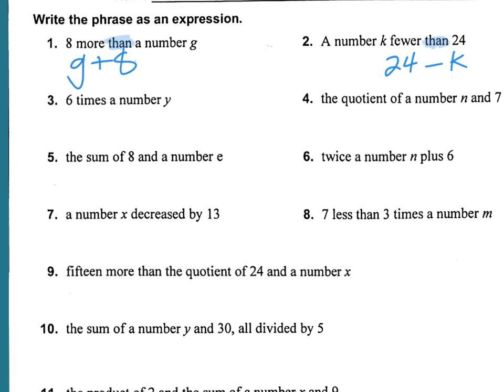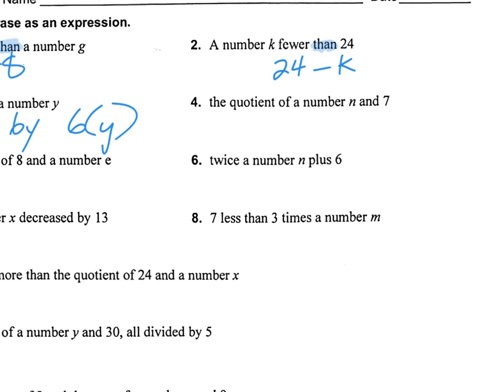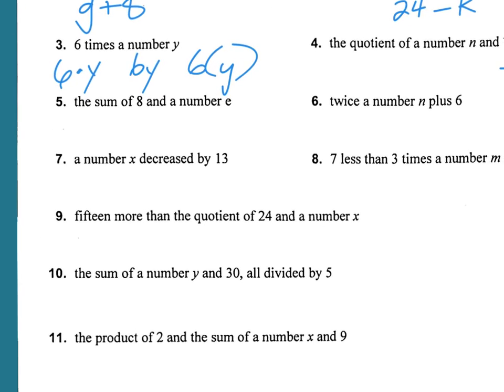All right, moving on to number 3. 6 times a number Y. Well, there's a couple ways you could do this. 6 dot Y, 6Y, or 6 parentheses Y. All of those work. The quotient of a number n and 7. Okay, n quotient means divide, 7. The sum of 8 and a number E. Sum means plus, and it means there's no then, so it's just as written, 8 plus E.